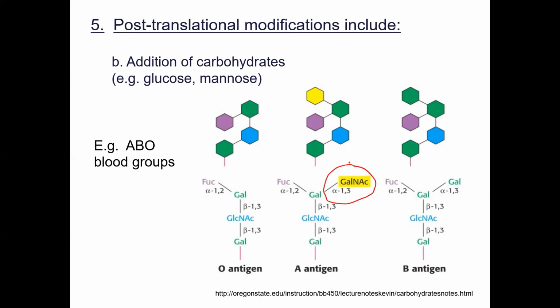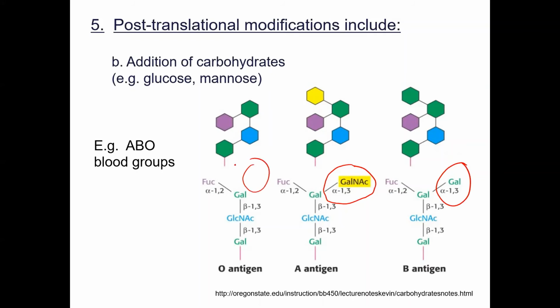So this is, I think, N-acetylgalactosamine. And if you have B type blood, you have galactose, not the N-acetylgalactosamine. And that's enough of a difference that if you are A type blood, you can't take a transfusion from somebody with B type blood. If you're B type blood, you can't take a transfusion from someone who is A type blood. If you have O type blood, you don't have that antigen at all.